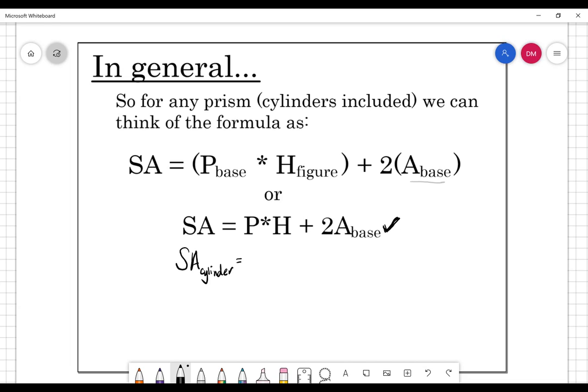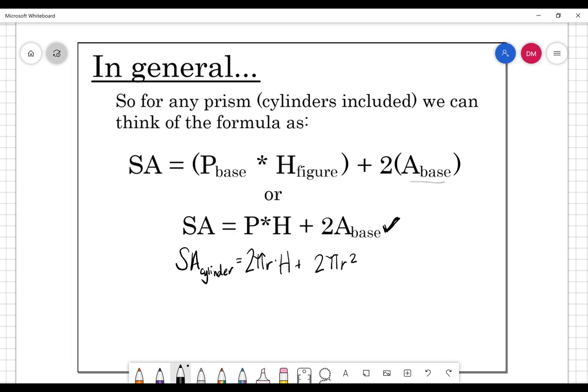And we can make this a little more specific. The perimeter of a base of a cylinder is the circumference of a circle. So 2 pi r times the height of the figure. And remember, that gave us that rectangular label that we pulled off of our can. So that's our lateral area, just like perimeter of the base times height of the figure is the lateral area of any prism. Plus 2 times the area of the base. Well, on a cylinder, my base is circular. So the area of that circle would be pi r squared.